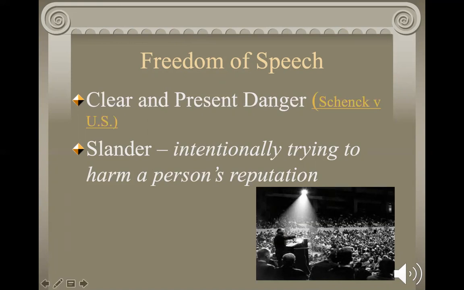The other terms on here I want you to pay attention to are slander. That would be intentionally trying to harm a person's reputation. You are not allowed to do that, so that would be a limitation. And then also symbolic speech. The important thing to know is that symbolic speech can also be protected, and symbolic speech can be just as powerful as words. So you might think of things like a swastika or maybe a Confederate flag as well. Those are protected under the First Amendment because speech means a variety of things, not just verbalizing something.